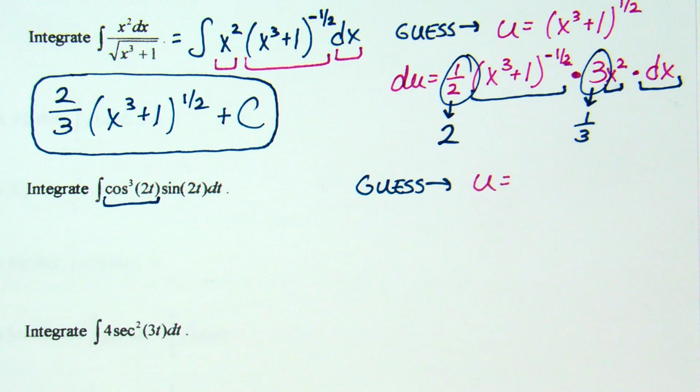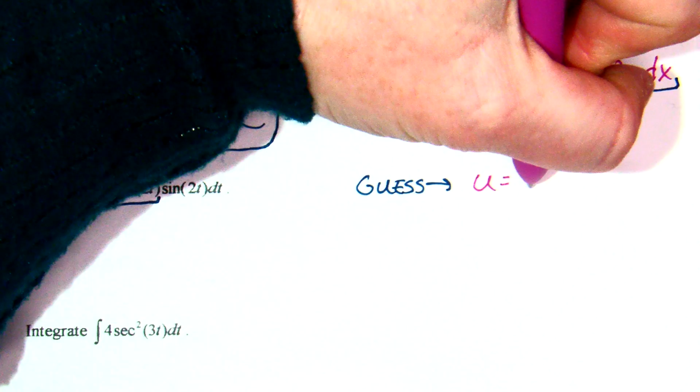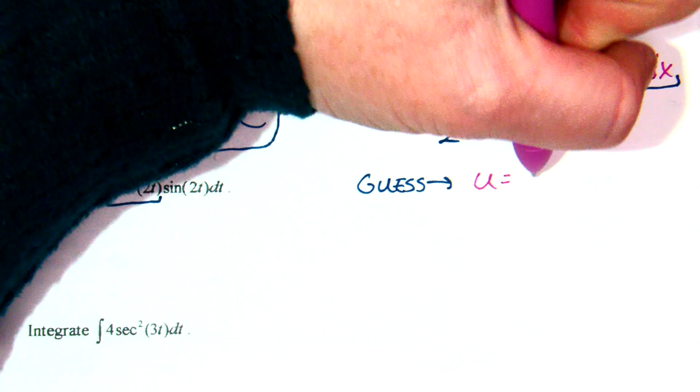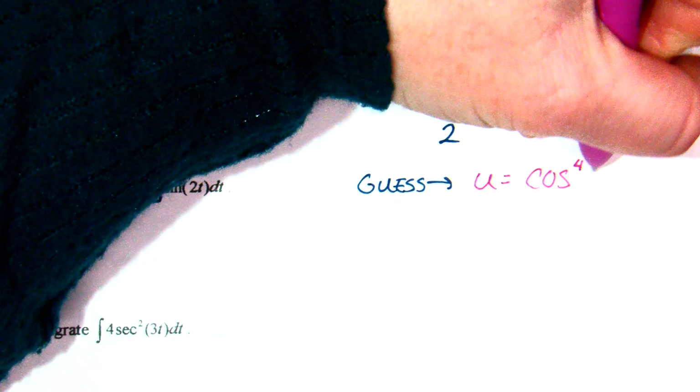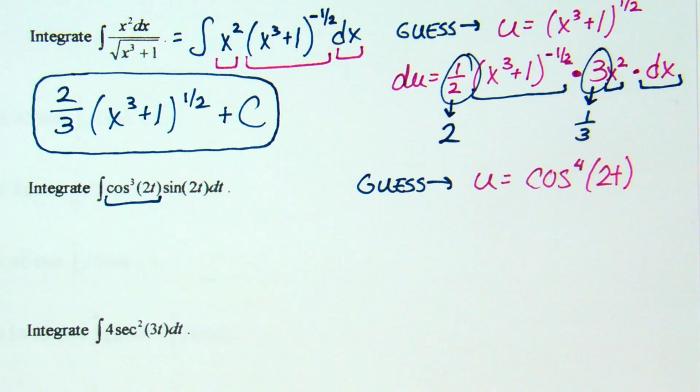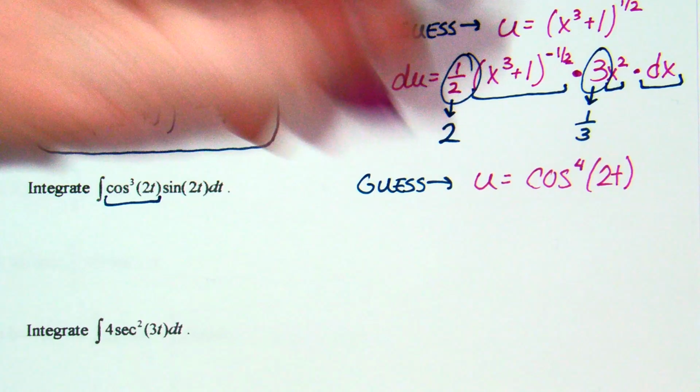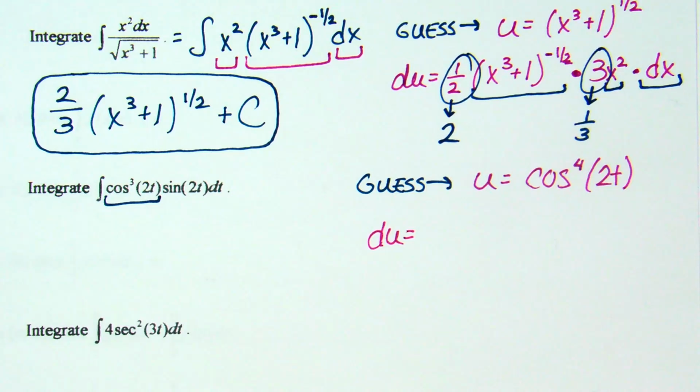I have mixed emotions about that. Only because it forces me to change. I think that's the only reason I have mixed emotions about it. I do like it. I really do. Okay, so somehow or another, whether you incorporate the 1/4 now or later, it's cosine to the 4th of 2t. That's my guess. Okay, take your derivatives and think about what needs to compensate. Derivative of cosine to the 4th.